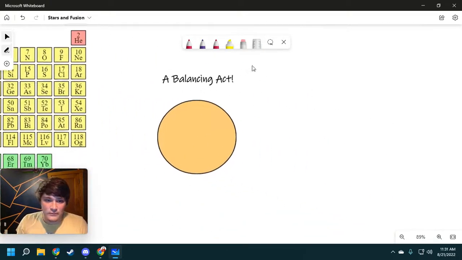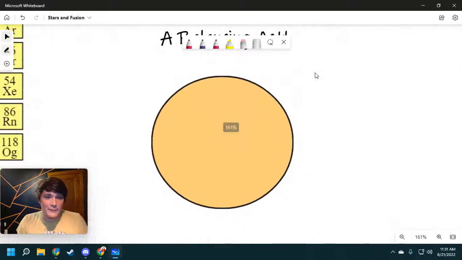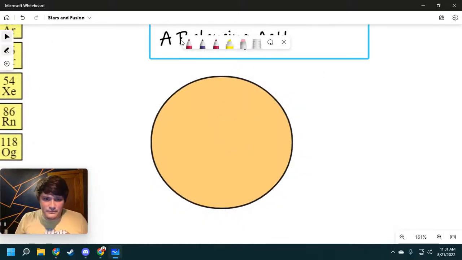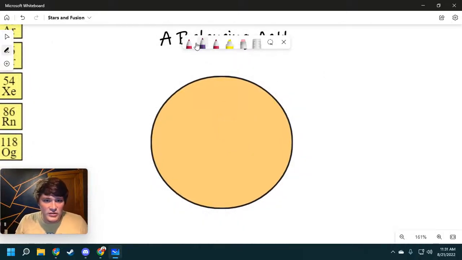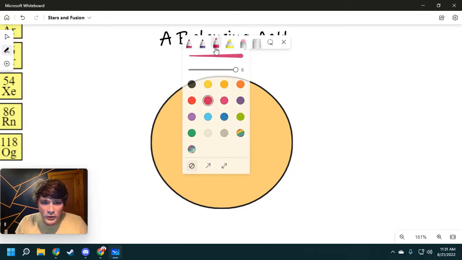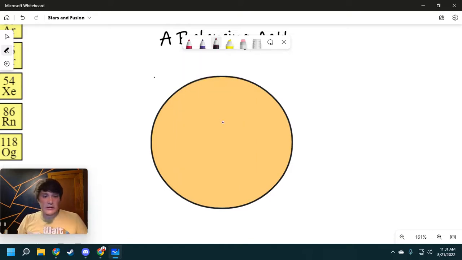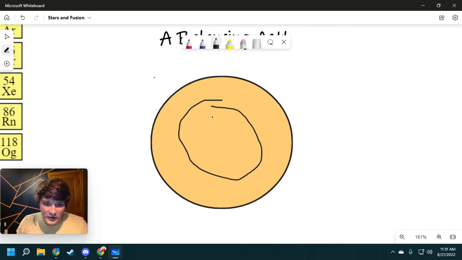So our star, the sun, is doing this right now. Basically, there are layers of the sun, just like how there are layers of the earth, and as we go deeper and deeper, different things are in there.